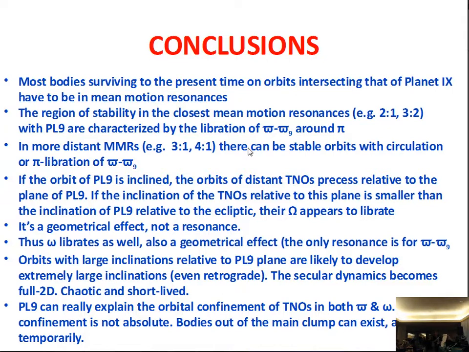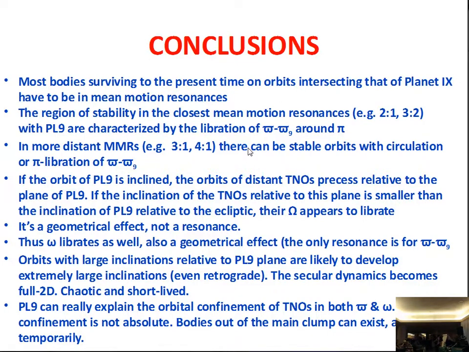The region of stability in the closest mean motion resonances, like the 2 to 1, the 3 to 2, the 4 to 3, and so on, is characterized by a libration of the difference in perihelion around pi. So you can only see anti-aligned orbits. Instead, if you go to more distant mean motion resonances from planet 9, like 3 to 1, 4 to 1, 5 to 1, you can have orbits either in libration around pi or in circulation. In that case, you can see bodies with any kind of orientation.